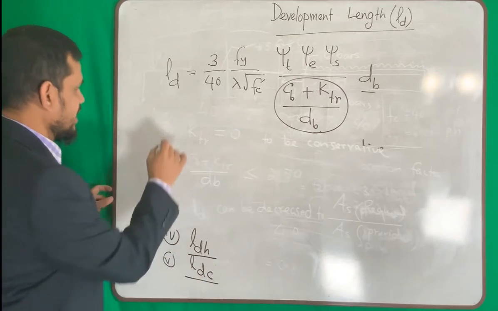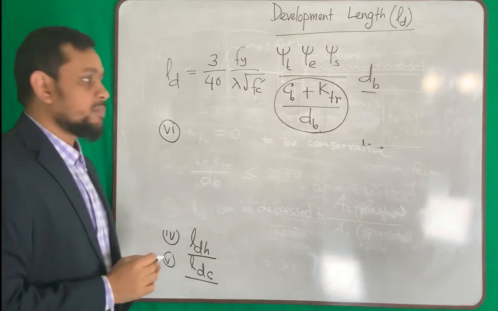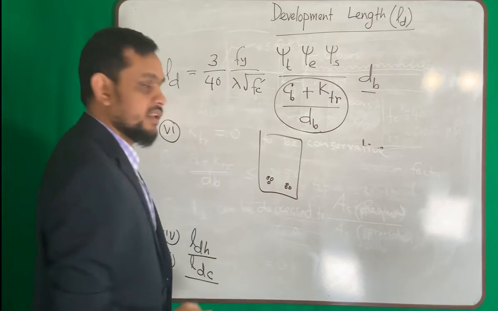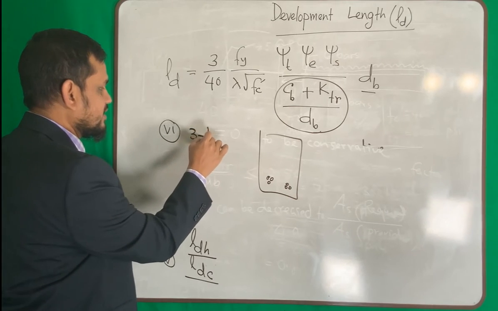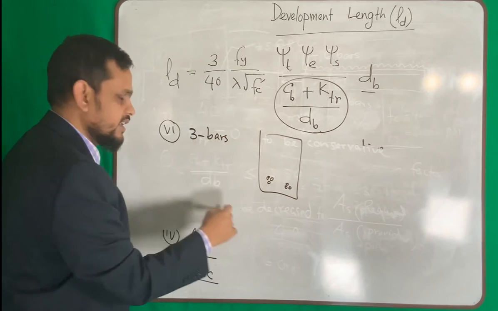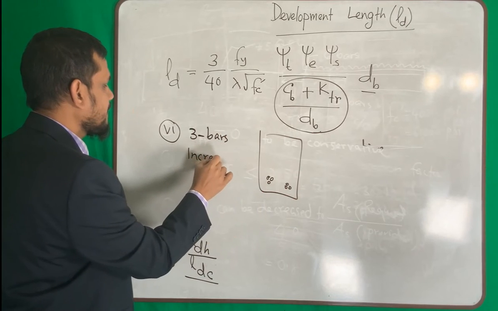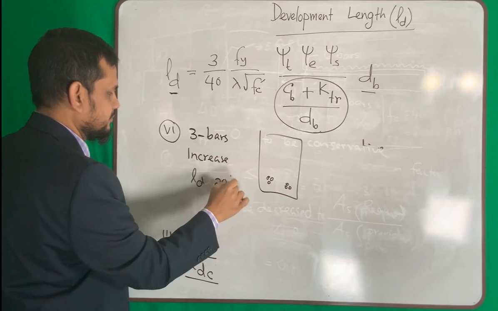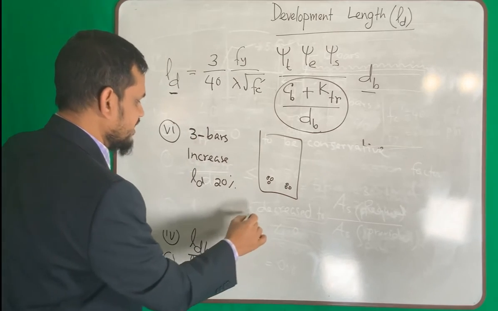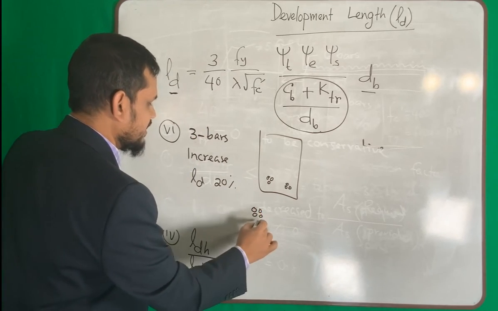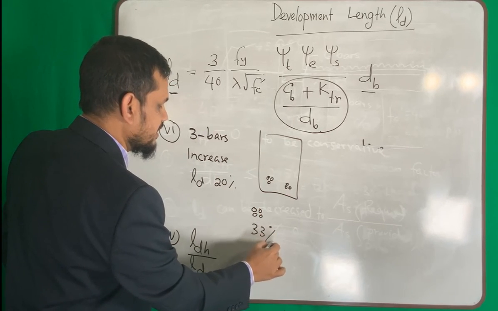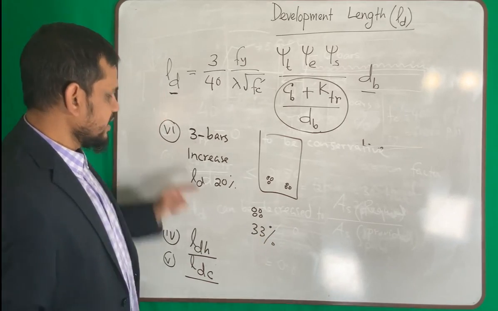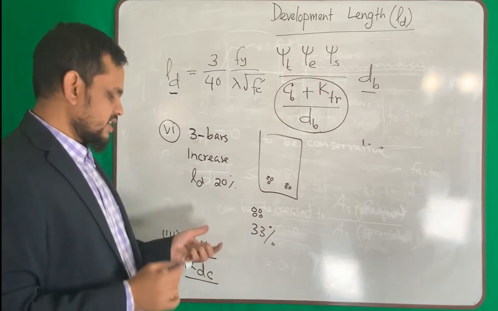What is the equation? The other one is if your bars are bundled. Say you are doing a bundle. For 3 bars, if your bundle is 3, increase LD by 20%. If your bundle is 4 bars, then increase by 33%, so whatever it is, multiply by 1.33. So that is some other discussion.